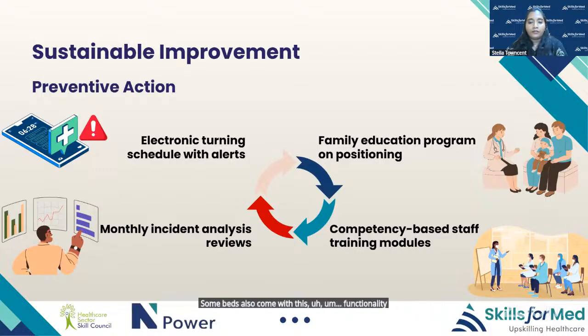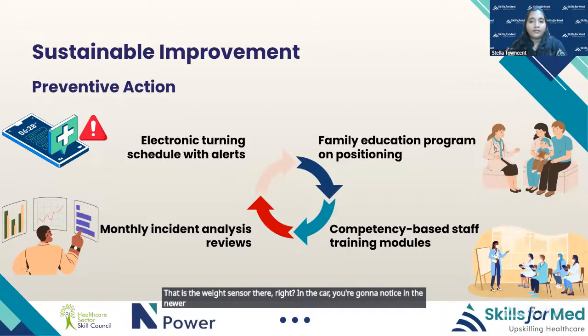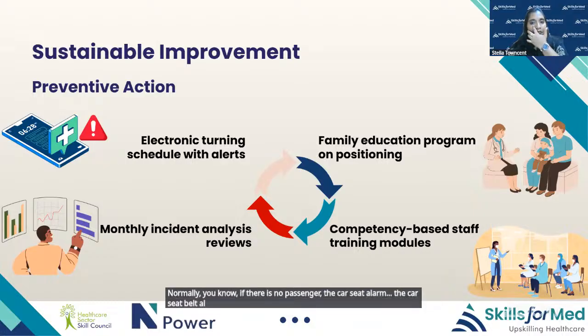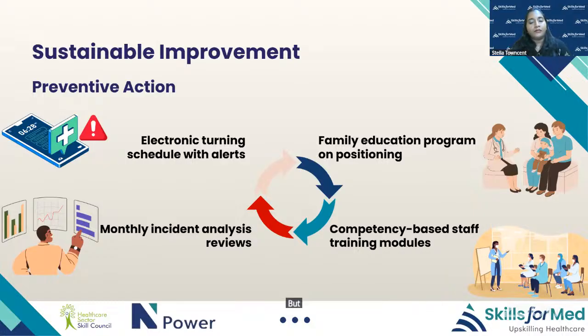Just like now in car seats, if a passenger sits, you will get the seat belt alert. There is a weight sensor there, right? In the newer cars, the models released last year and this year, normally, if there is no passenger, the seat belt alarm will not go off. But when a passenger sits, the seat belt alarm will go off. So this is the pressure sensor which has been put in your car seat.